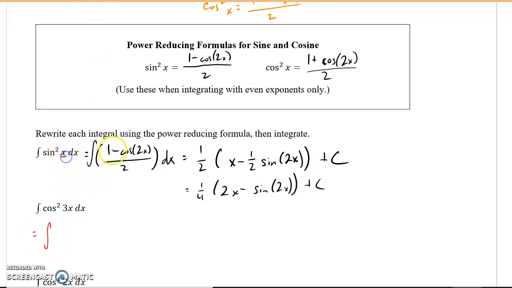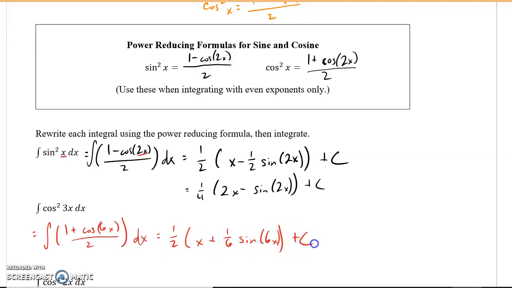Just remember that whatever this is, we have to double it to get to this. So this is a cosine, so we'll have 1 plus, because our identity has a plus there, cosine of not 3x, but 6x. And everything else stays pretty much the same. I'll factor out the 1/2, and I'll get x plus 1/6 the sine of 6x plus c. So nothing too fancy going on there.